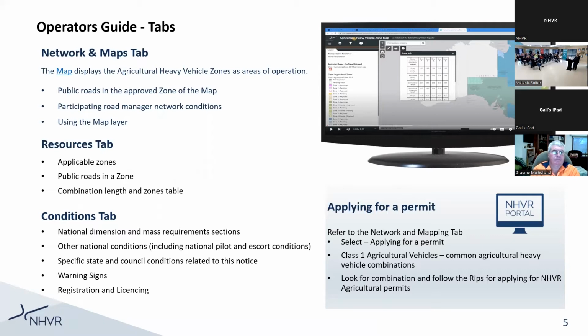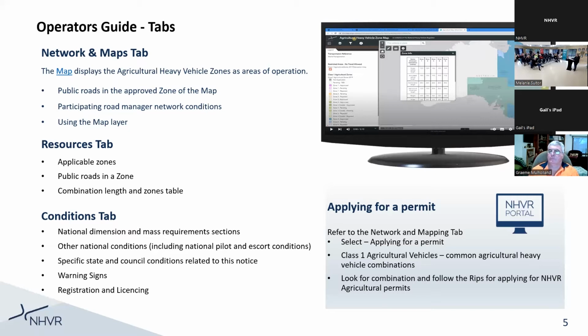The resources tab outlines the vehicle zones, and the vehicles must comply with the dimensions and limits for the zones of travel required. Access in these zones is for all public roads at any time, unless otherwise stated in the notice, the guide or the map. You'll also find the combination link and zones table located in this tab.